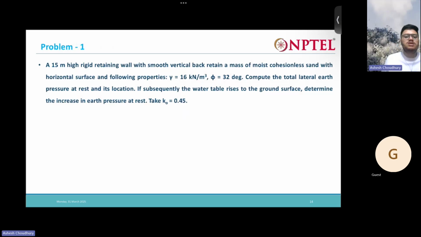Okay, so I hope everything is clear to you. If you have any doubts, you can ask me. All right, I hope the things are clear. Yes, so a 15-meter high retaining wall. What's it?